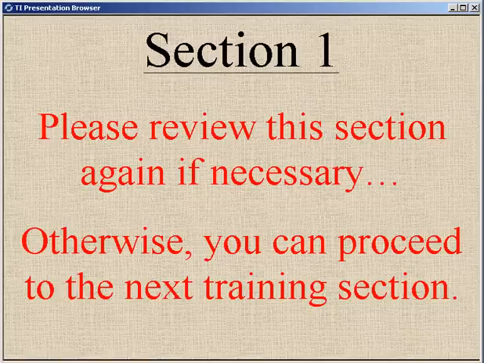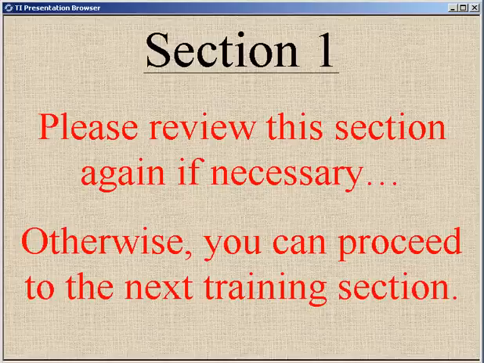This concludes section 1 of our training. If any part of this section was not totally clear, then we suggest that you review this section again. If any questions remain, please write them down and we'll go over those questions in the online portion of your training. If you thoroughly understood this section, then you can proceed to Section 2.